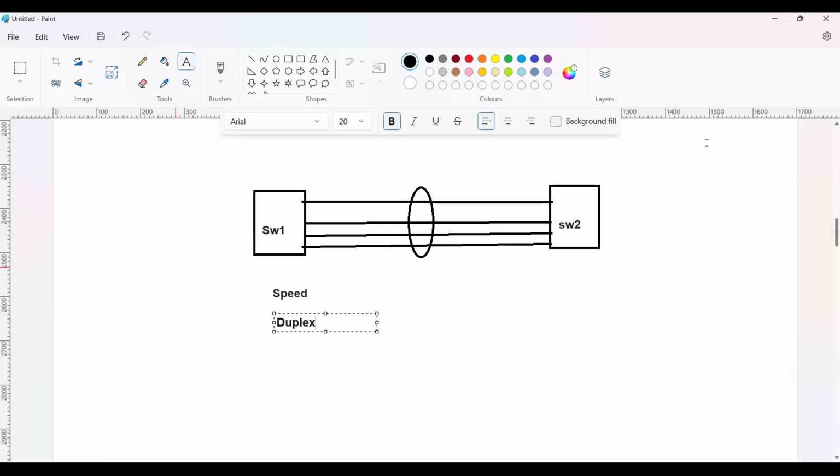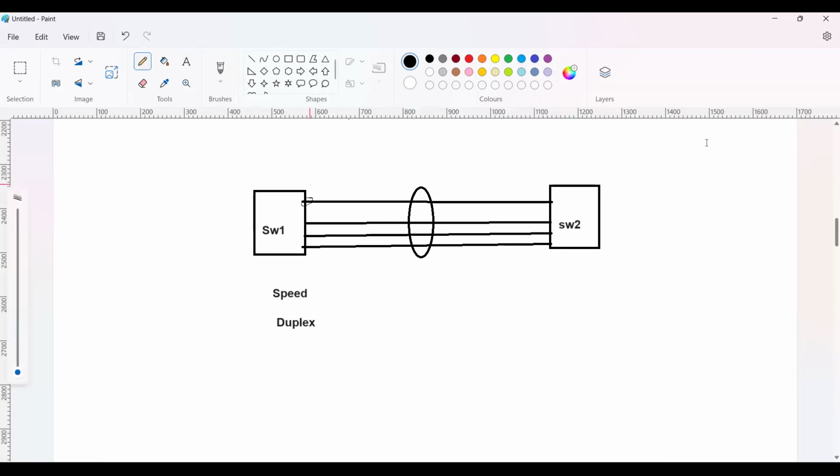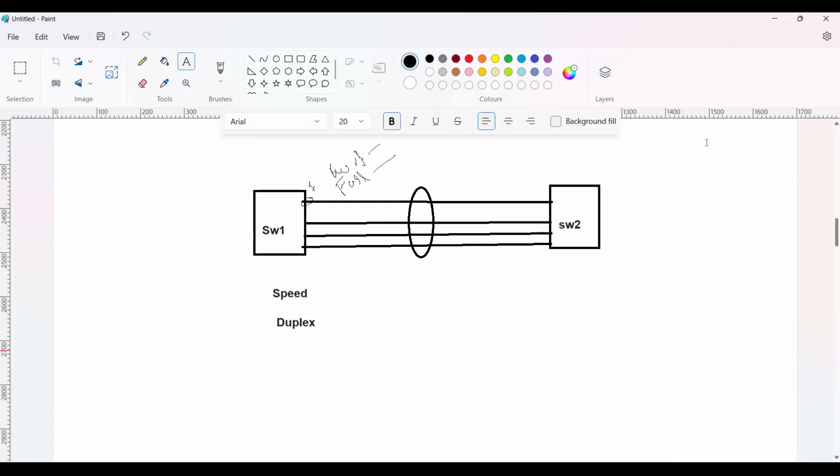Duplex means this port, this interface, is having half duplex or full duplex. If you are using half duplex, both ends' duplex must match. If you are connecting these 4 links, the duplex of the entire interfaces must match. If full, it must match on both ends. If duplex is not matching, then EtherChannel will not form.